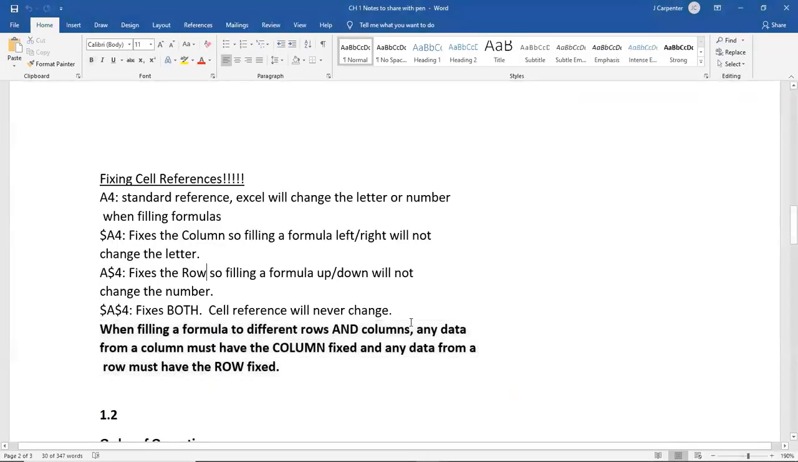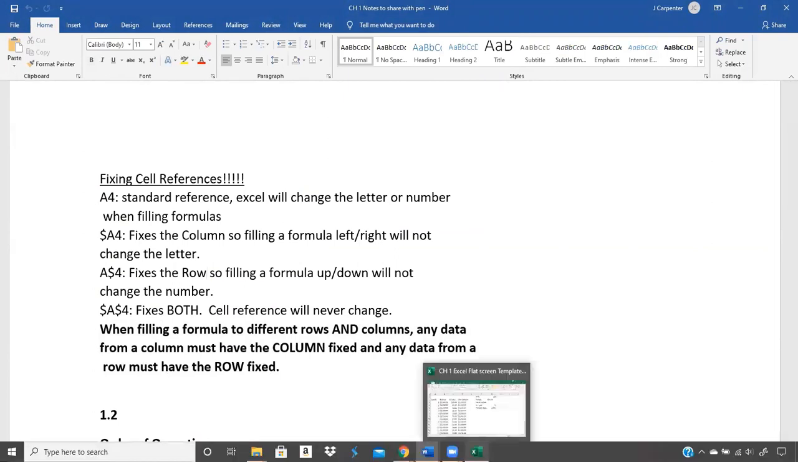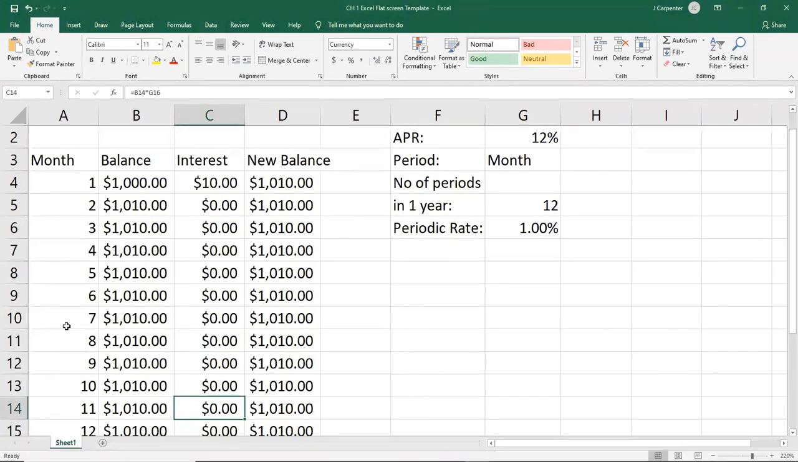But vice versa, any data from a row must have the row fixed. So when we want to stay in that row, rows are horizontal. Rows are completely horizontal. So if we don't want to move out of this row, we need to make sure we're not moving it up or down. So staying in a column means we don't want it moving left or right, so we fix the column. Trying to stay in a row means we don't want to move up or down on the reference, so we fix the row or the number.